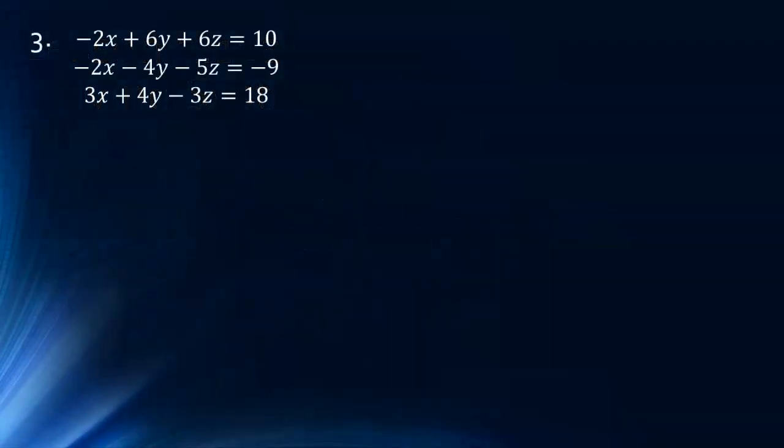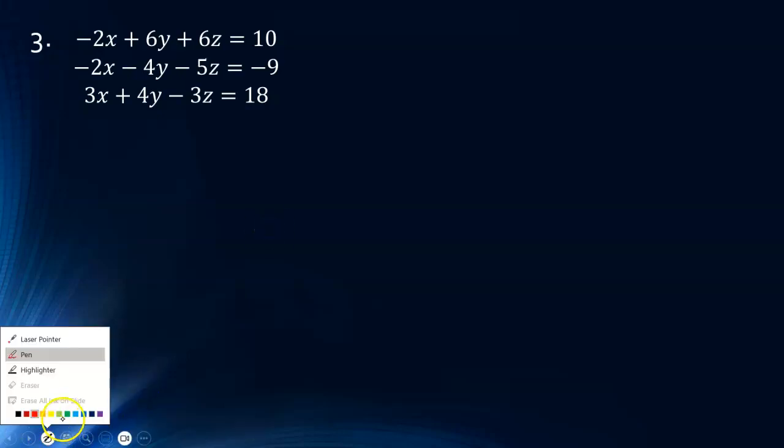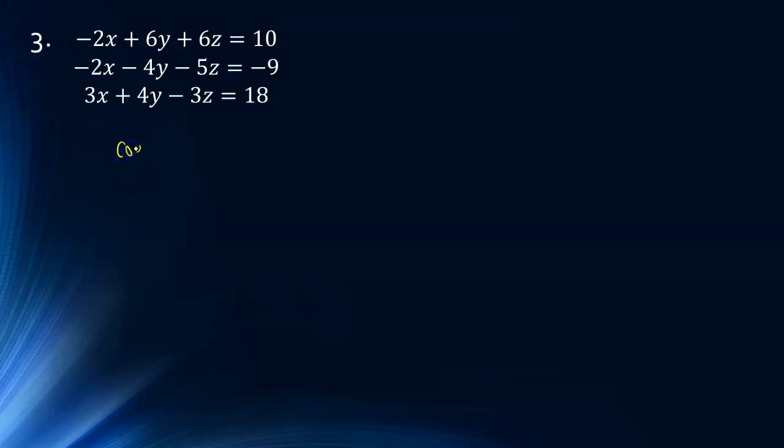All right, so first off, let's look at this one here. We're going to start by creating what's called a coefficient matrix. And it's exactly what it sounds. We're not going to use the variables. We are just going to use the coefficients. So everything on the left side, we're going to put it exactly as we see it.